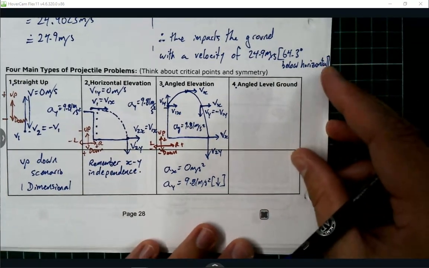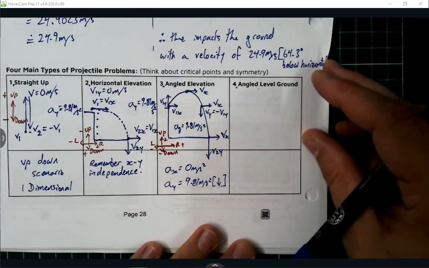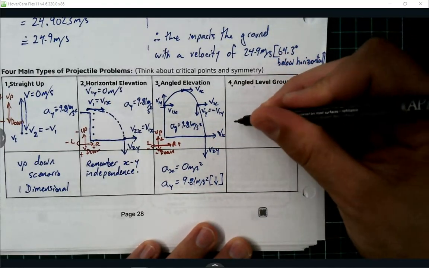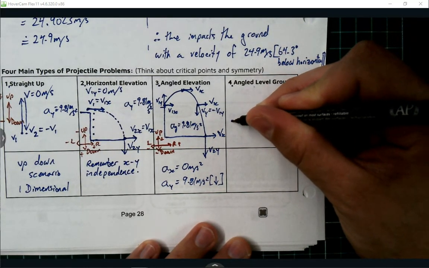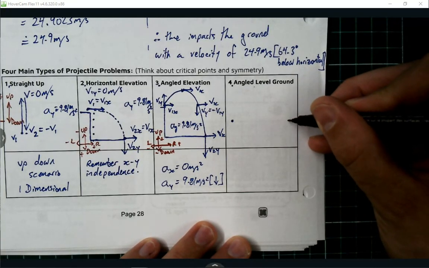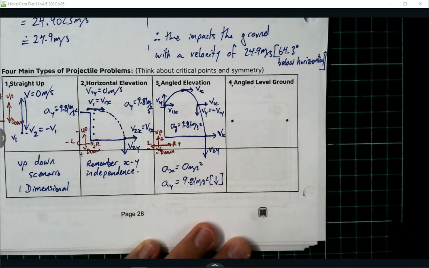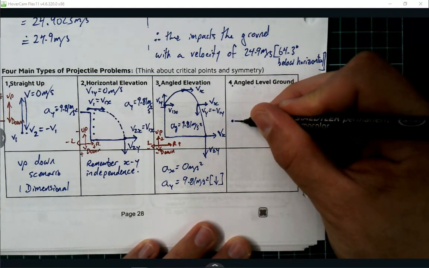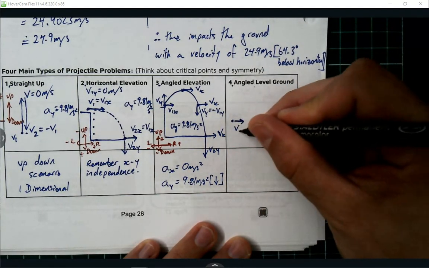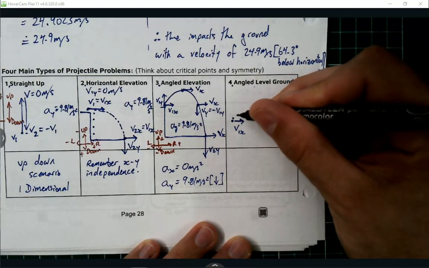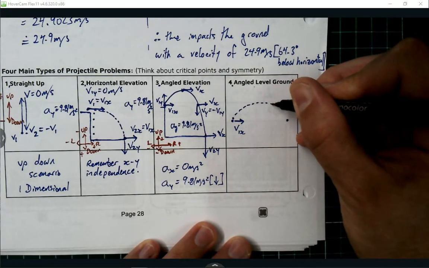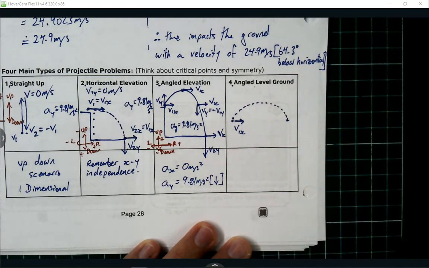The last one, I almost think that this was the hardest archetype. The last one is something that you're going to see in the homework, but we didn't really even do this archetype in example problems because you should be able to draw the information from this one for this one. Remember, we're going to have a V1x here, but for this one, we're going to travel up and come back down just to the same height.